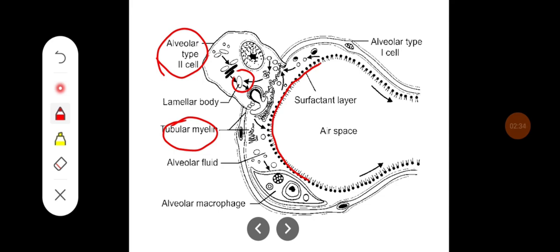And some of these structures are phagocytosed by the alveolar macrophages, and some of the substances are recycled by the alveolar type 2 cells for the formation of the new surfactant material.